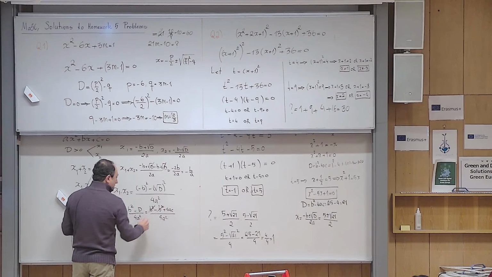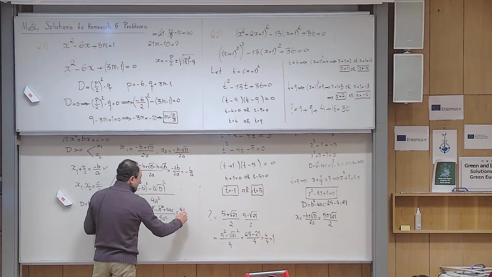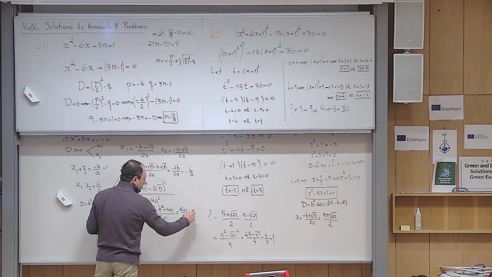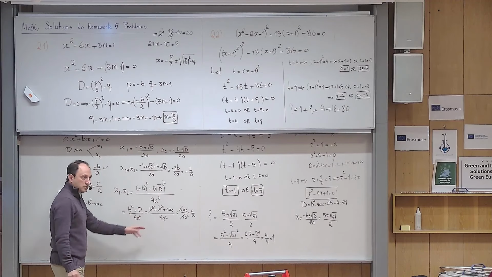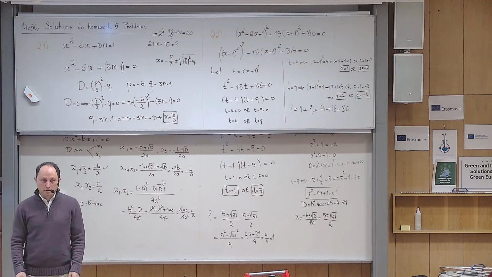Now b squared and b squared are gone. So it becomes 4ac over 4a squared. 4 and 4 gone. 1a with 1a gone. C is left. A is left. So that is why the product is c over a. Yes?